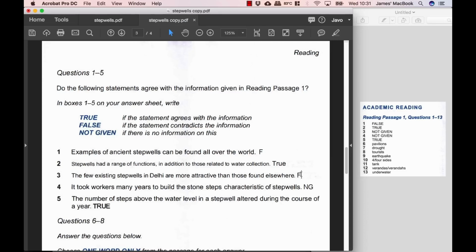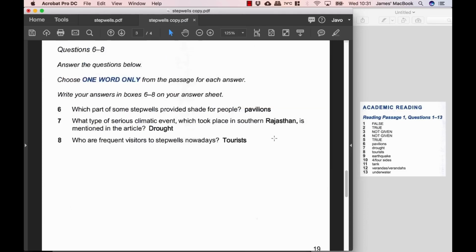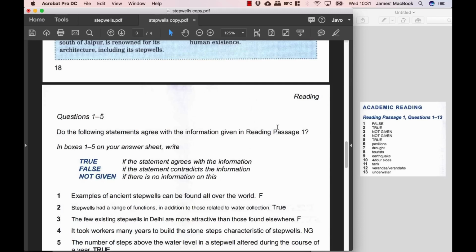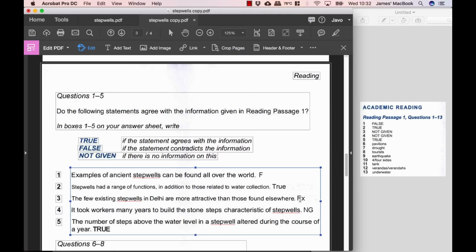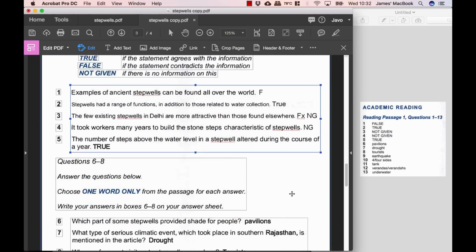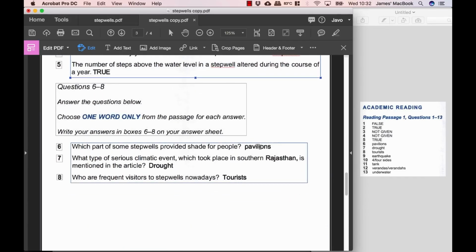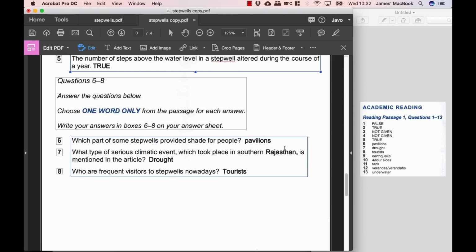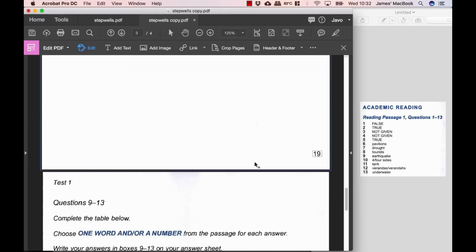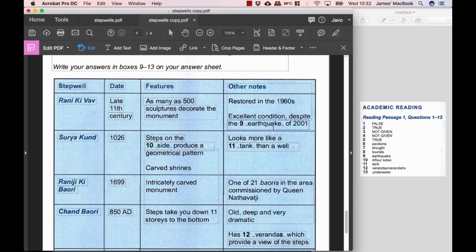So that's X and G. Oops. It's doing it again. Just 1 second. Oops, and G. Okay. The next one is not given. Well done. And true, we've done fine. Then pavilions. Notice the spelling. Only 1 L. I've seen some people put 2 L's. That would be incorrect. They would not give you a point if you'd made a spelling mistake, even as difficult as that one. Then we've got the word drought, which is fine, and then tourists, which is good. And then number 9 is earthquake, good.